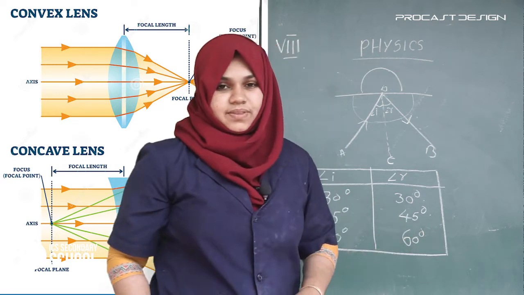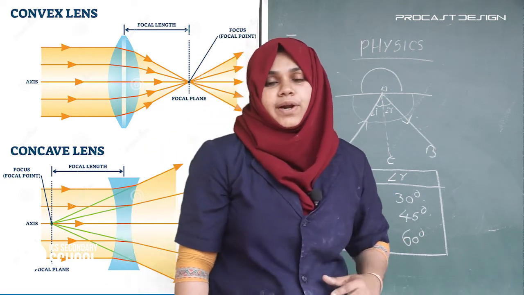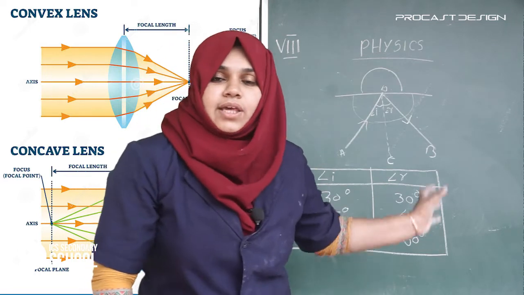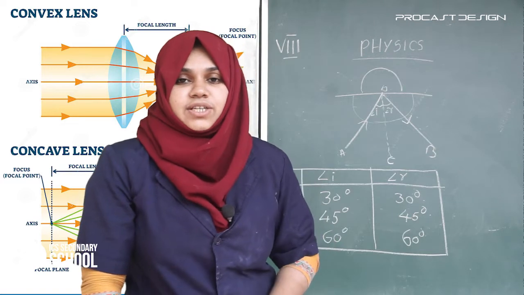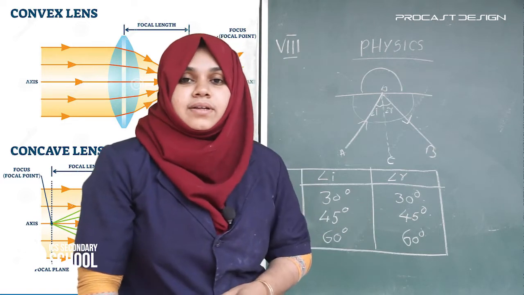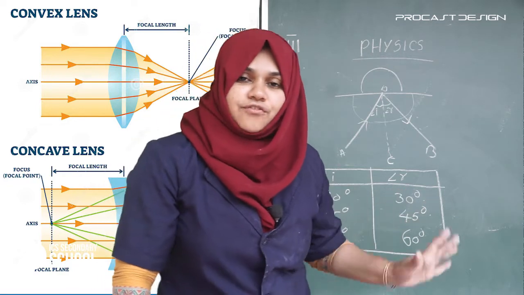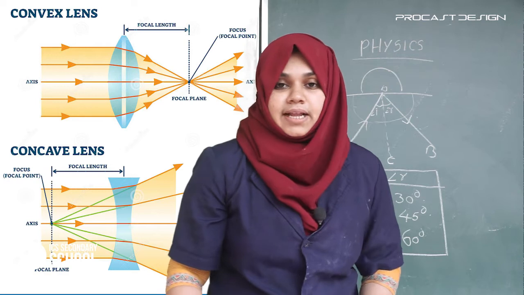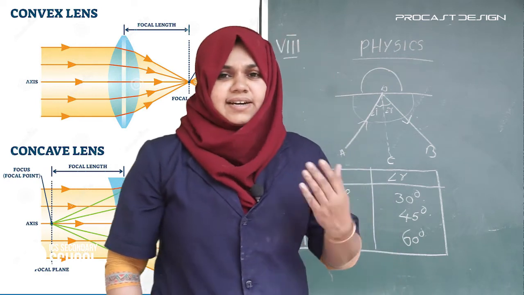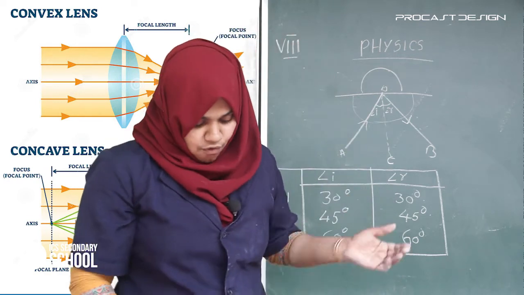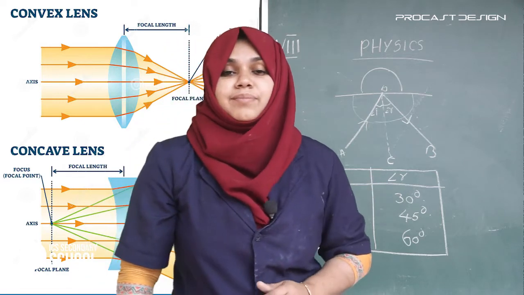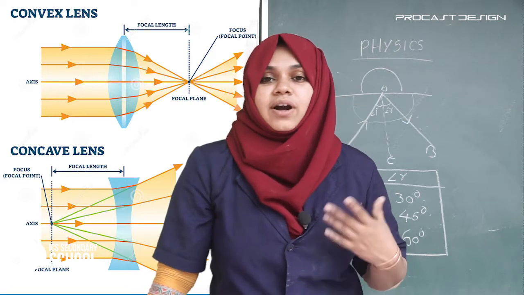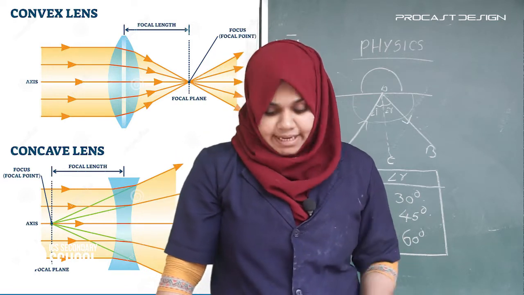From this table, from this experiment, what do you understand? Yes, the angle of incidence is equal to the angle of reflection. In spherical mirrors also this law is applicable, that is, the angle of incidence is equal to the angle of reflection. Then next we are going to learn about focus and focal length of spherical mirrors.